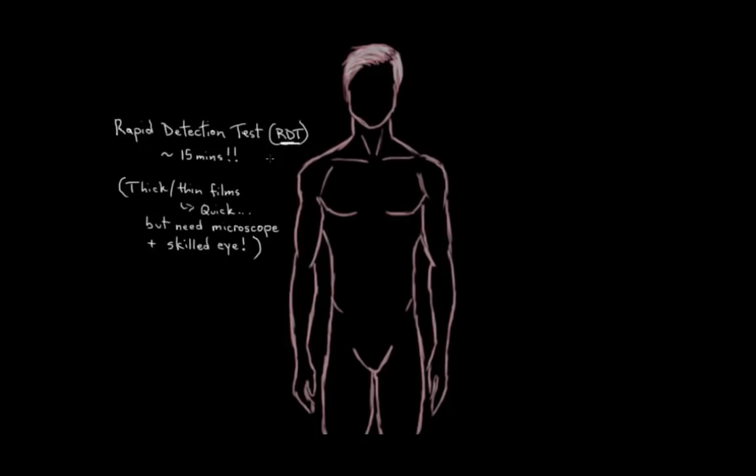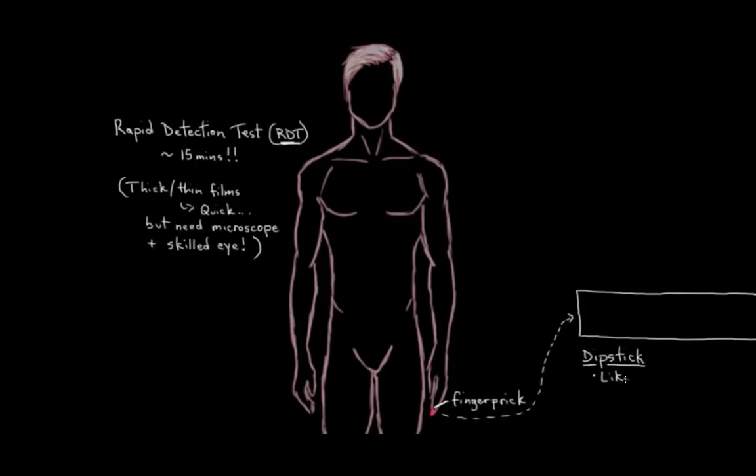So RDTs, how do they work? Well, essentially you take a drop of blood from usually a finger prick, and then you collect the drop of blood with a special dipstick. And this dipstick is really interesting. It kind of works like the pregnancy tests that can test your urine to see if you're pregnant. Except obviously this is testing for malaria and hopefully using your blood and not your urine.